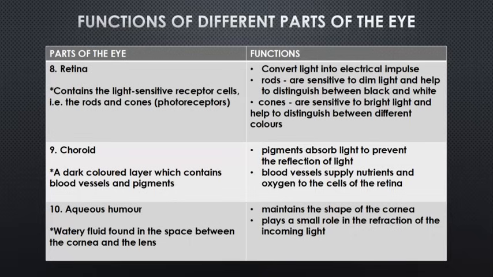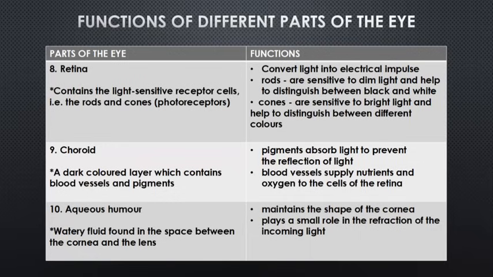And then we've got the choroid, the middle layer, remember. The choroid is a dark colored layer. It is rich in blood vessels, and it contains what we call pigments. So what does the choroid do? Because it contains the pigment, that pigment allows for the absorption of light, to prevent the reflection of the light. It absorbs the light in order for it not to be reflected back.